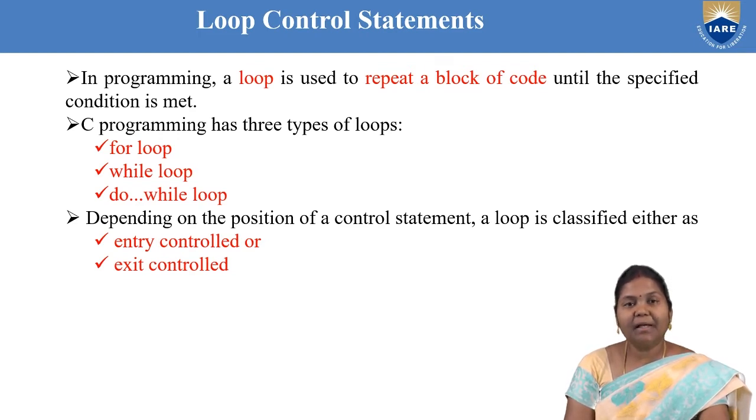Now, C programming has three types of loops. One is the for loop, then the while loop and the do while loop. Depending upon whether the condition is tested at the beginning or at the end, the loops can be divided into two categories: entry control loops and exit control loops. Out of the three loops, two are entry control loops and one is an exit control loop. The for loop and the while loop are entry control loops, whereas the do while loop is the exit control loop.